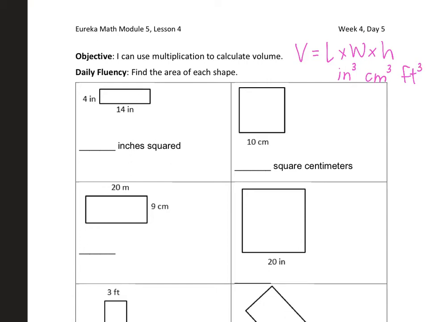All right, so for our daily fluency, we're just going to find the area. Again, it's been like this all week. So on this first one, we have 14 inches times 4 inches. So if you do 14 times 4, 4 times 4 is 16. 4 times 1 is 4 plus 1 is 5. So that gives us 56 inches squared.